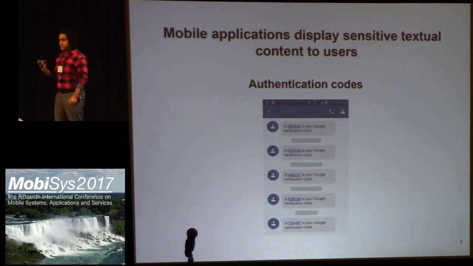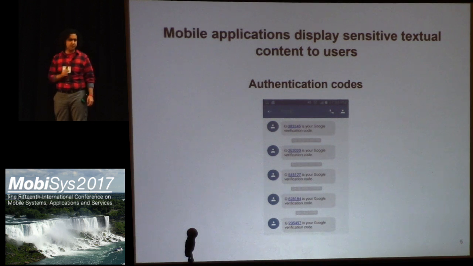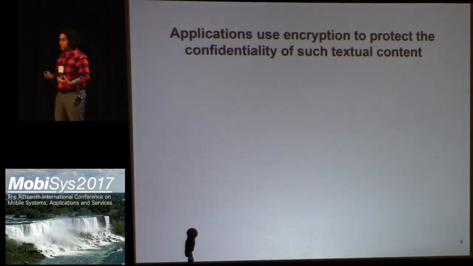So in all of these cases, it's very important for us to protect the confidentiality of this text. That is, we want the user to see the text, but we want to make sure that no malware in the system can potentially steal or extract the text. The application developers are themselves aware of the sensitivity of this content, and they can use protection to protect it. They can use encryption to protect it.